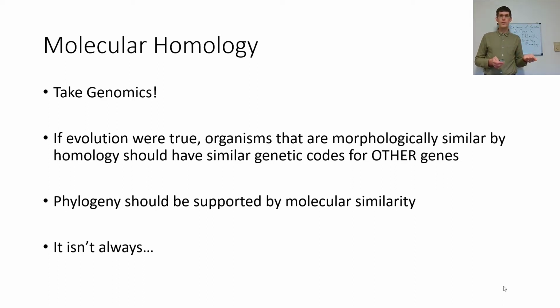If evolution were true, we're going to expect organisms that are morphologically similar by homology should have similar genetic codes for other genes. So you see organisms that look the same, that all have these hands, should have the same kind of genes for hemoglobin. That would be the same kind of idea. And phylogeny should be supported by molecular similarity. So if you looked at phylogeny, the most recent common ancestor between two things that look alike should be supported by having the same genes and genetic structures.